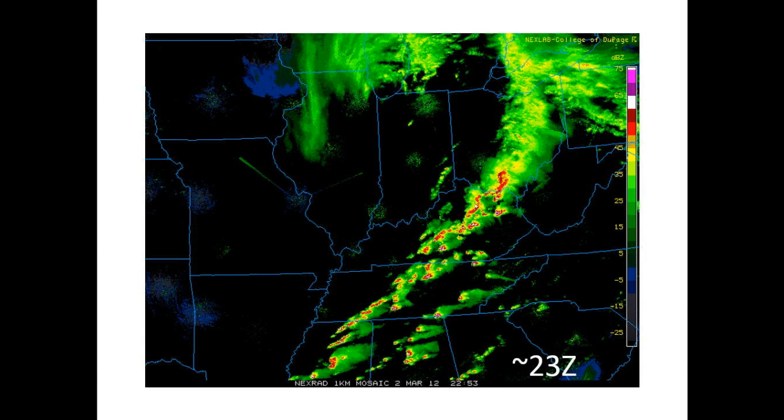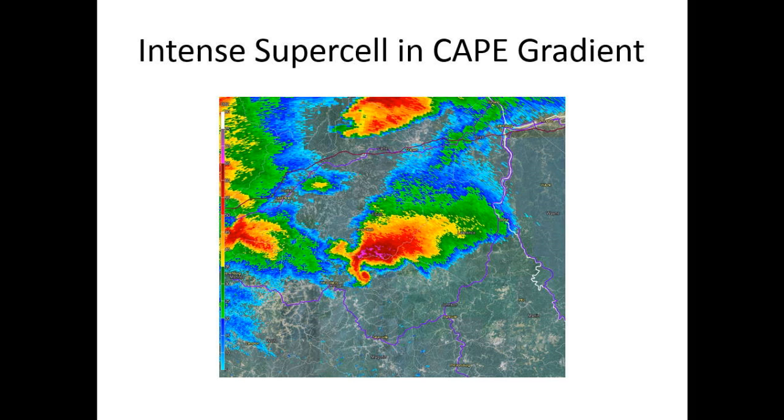Okay, and 23Z, and we haven't had a big mode change either. Notice there's still mostly discrete storms, some clumping together toward southern Ohio, but by and large, the storms stay discrete.